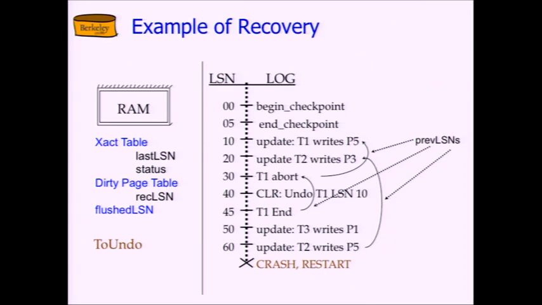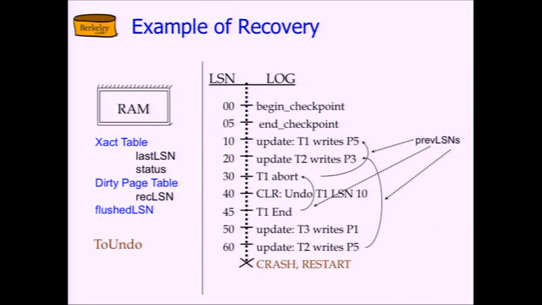The next thing that happens is log sequence number 30, transaction 1 says, I abort. And the prev-LSN of that log record is 10, right? Because that's the previous log record of transaction 1. Make sense?